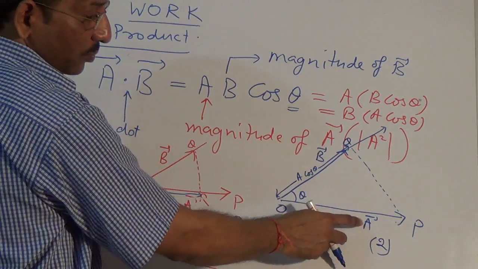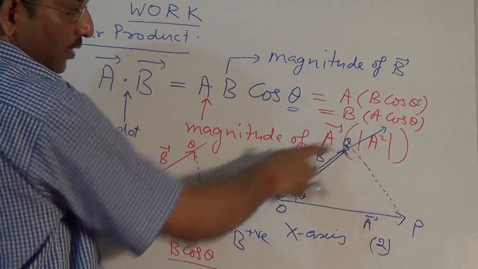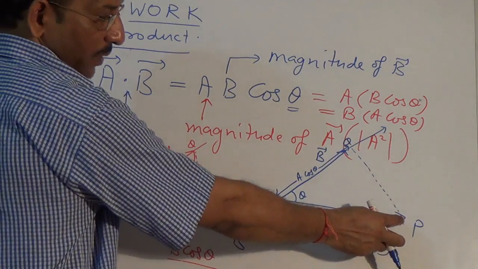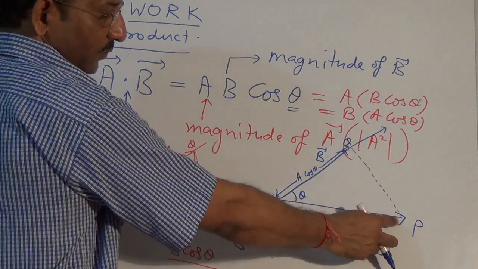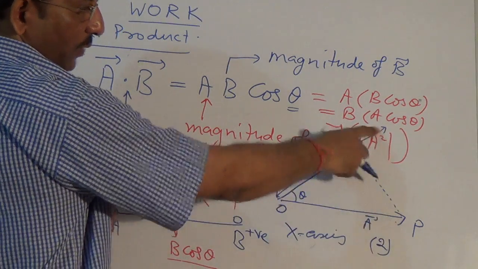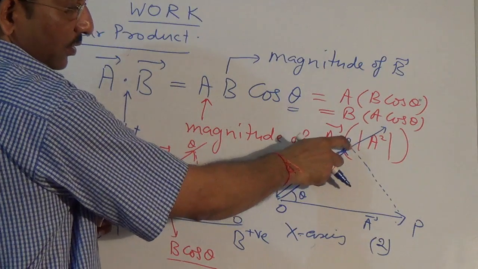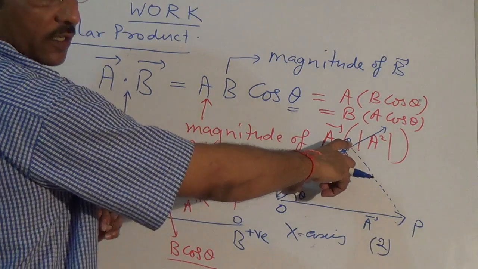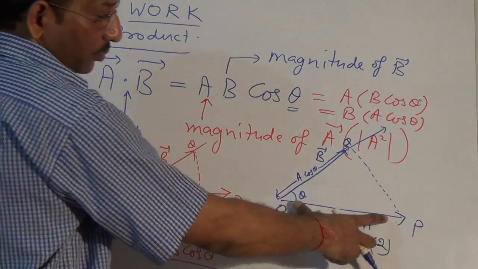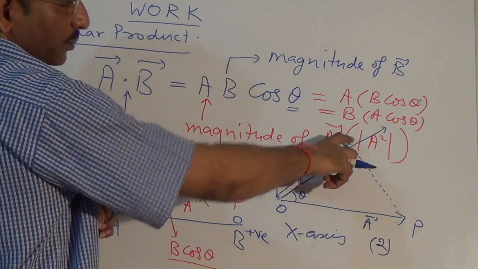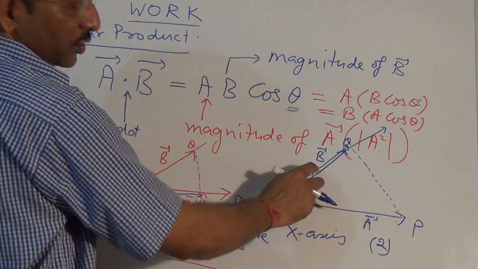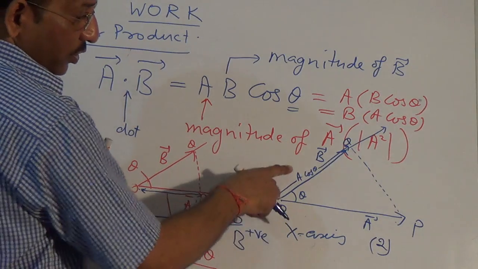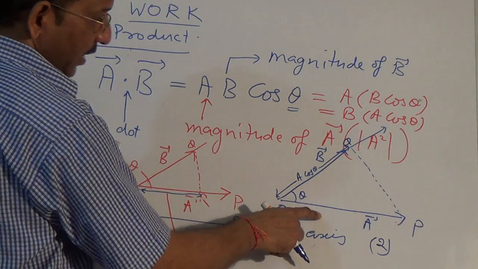So the projection of this vector A on the vector B direction: draw a perpendicular from the point P on vector B that will cut at this point Q. So this distance basically will be the projection of vector A on vector B, and that will be A cos theta. So A cos theta is the projection of this vector A.